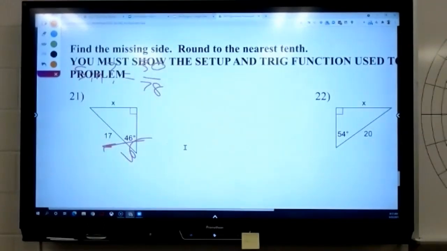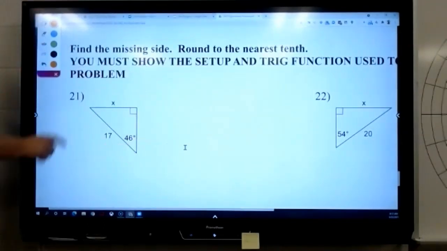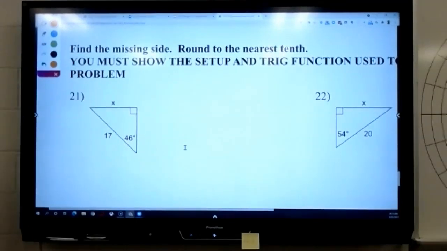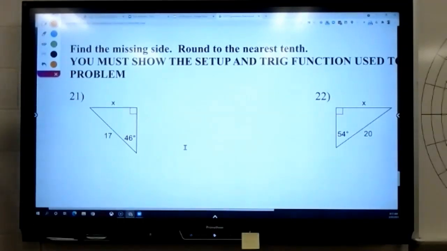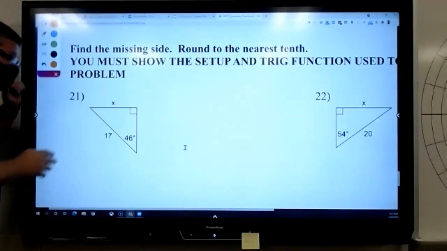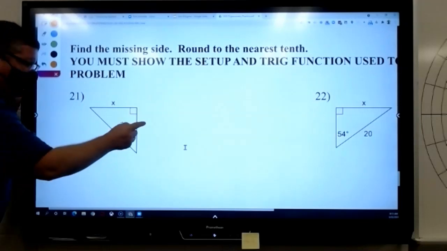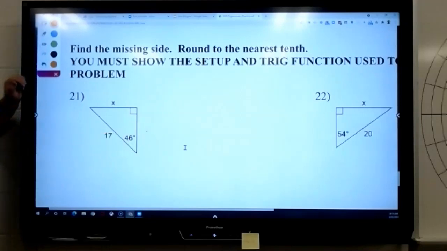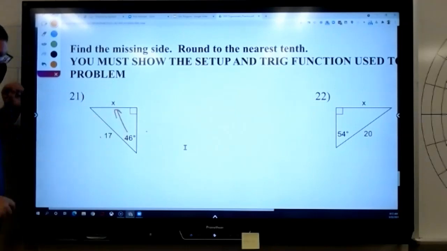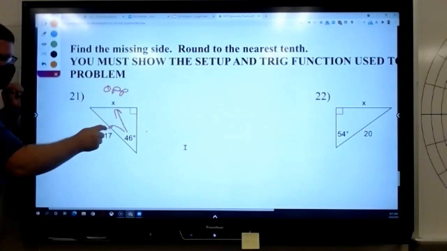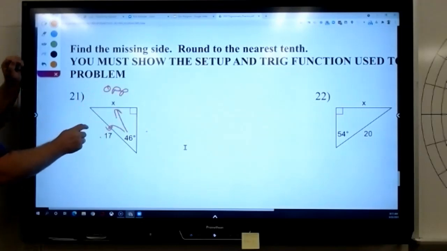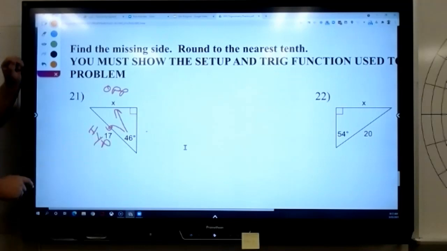How do I find that missing side now? How do I find that guy? Okay, she says Pythagorean theorem. I like where her head is because it's a right triangle, right? Except that, do I know this side? No, I only know one of three sides, so I probably can't use Pythagorean, right? Can I use something else? What side is that? Opposite. Tabitha, what side is this guy over here? Hypotenuse. Okay. Very good.